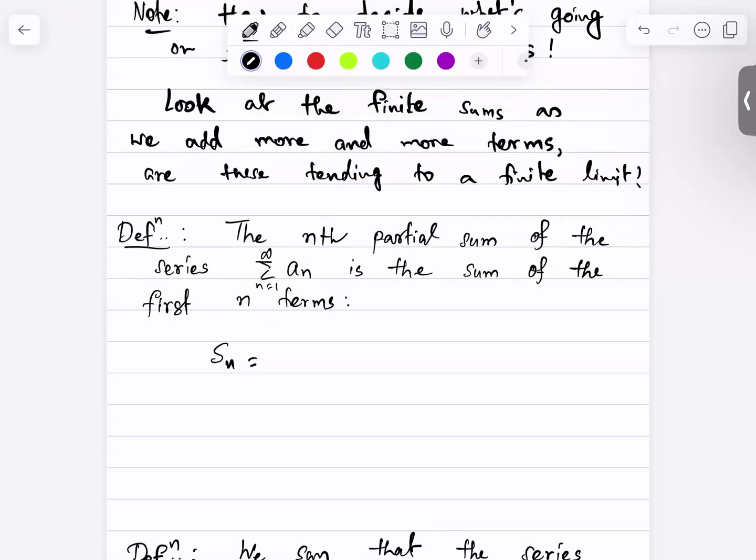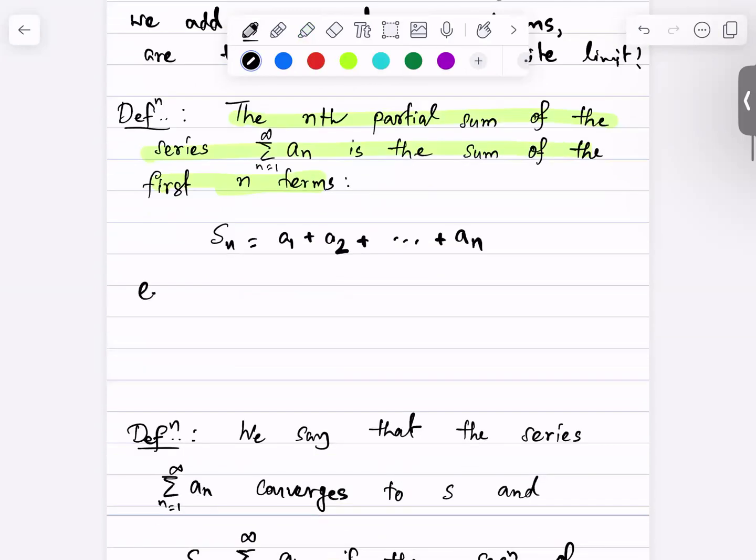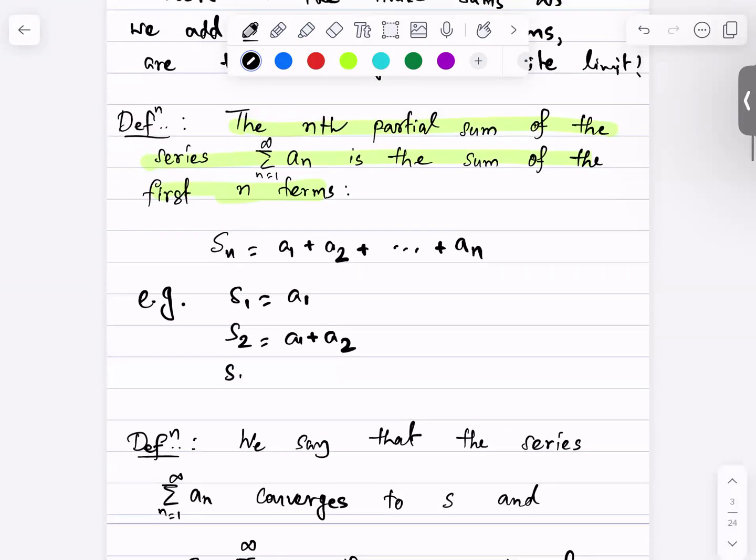Now we will define the nth partial sum. The nth partial sum of the series summation an is the sum of the first n terms. So my Sn will be basically the sum of the first n terms, a1, plus a2, and so on till an. For example, my S1 is just a1, S2 will be a1 plus a2, the sum of the first two terms. S3 will be the sum of the first three terms of the series, and so on.